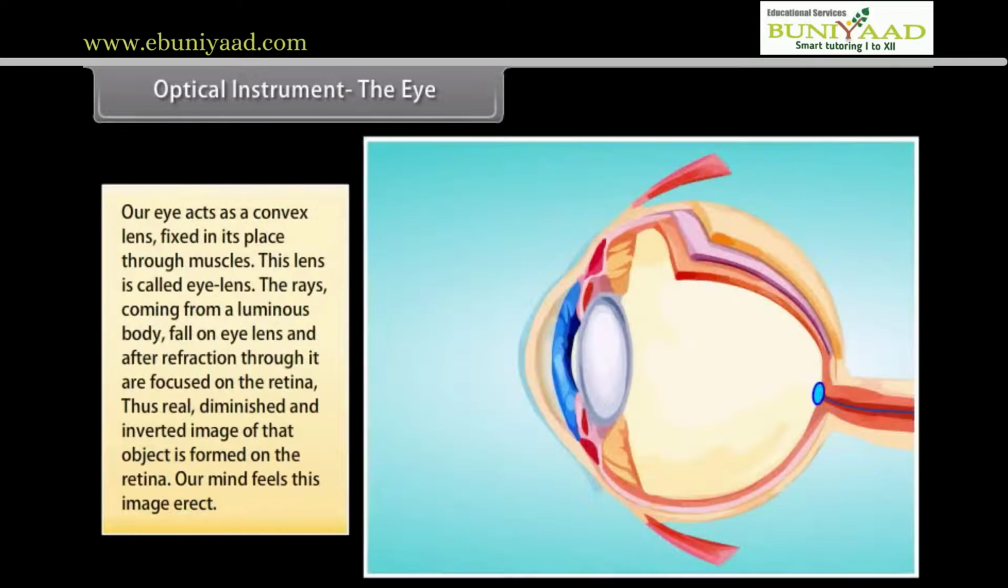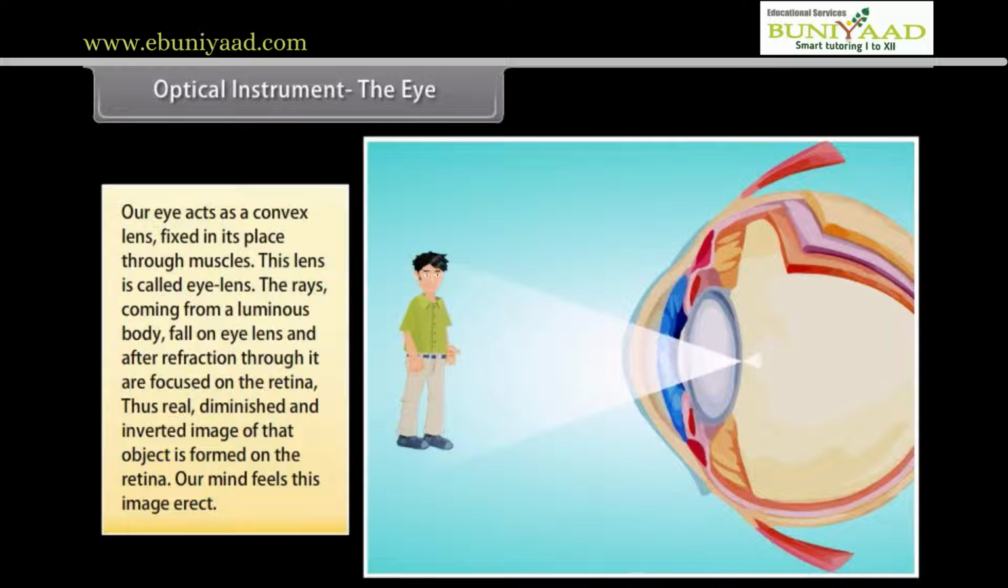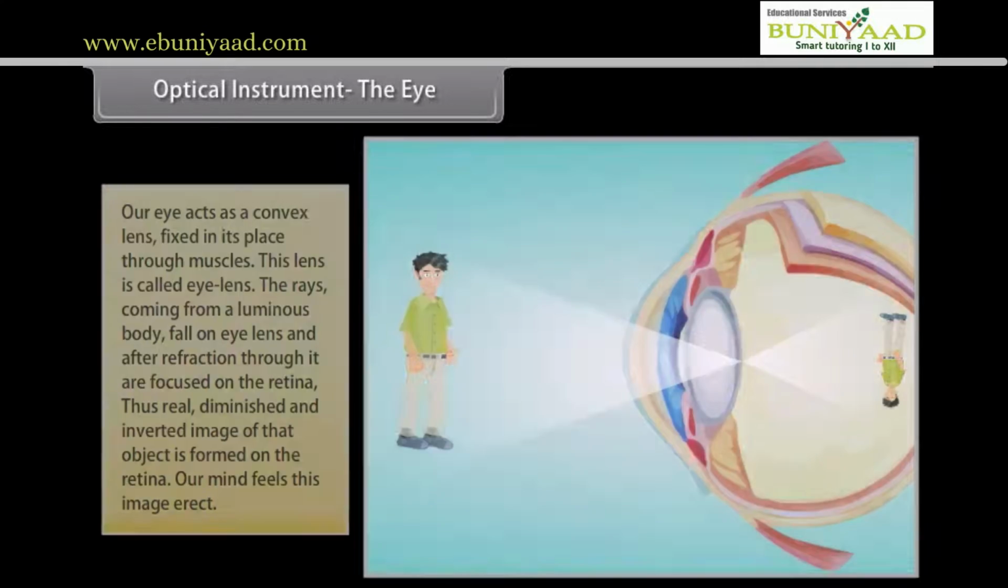Optical instrument, the eye. Our eye acts as a convex lens fixed in its place by muscles. This lens is called the eye lens. The rays coming from a luminous body fall on the eye lens and, after refraction through it, are focused on the retina. Thus a real, diminished and inverted image of the object is formed on the retina. Our mind perceives this image as erect.